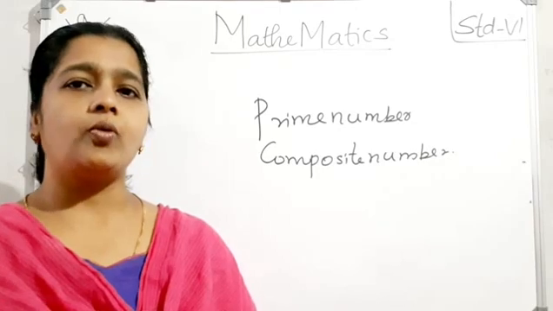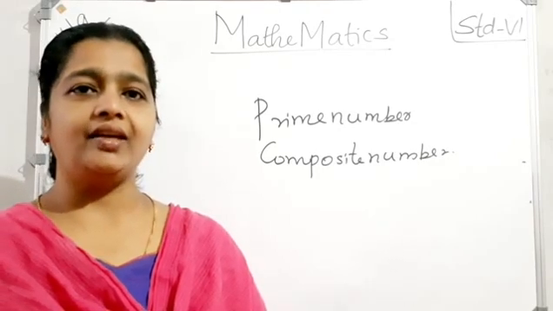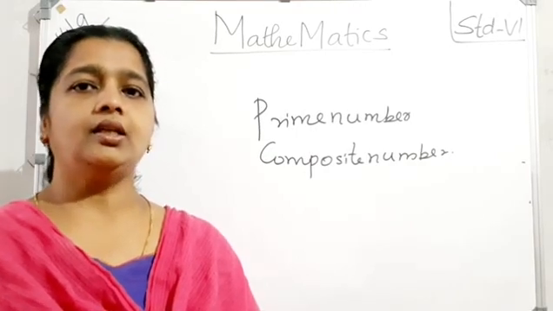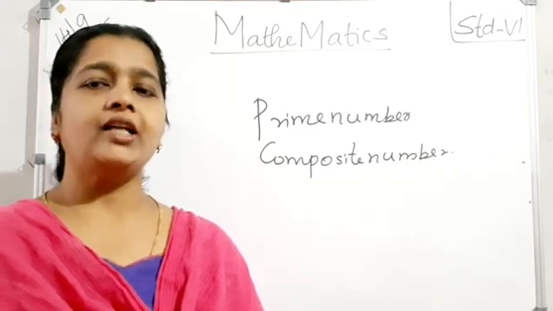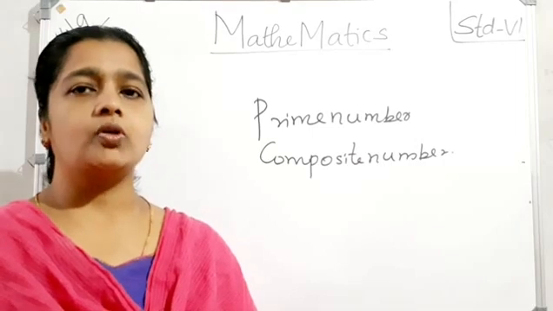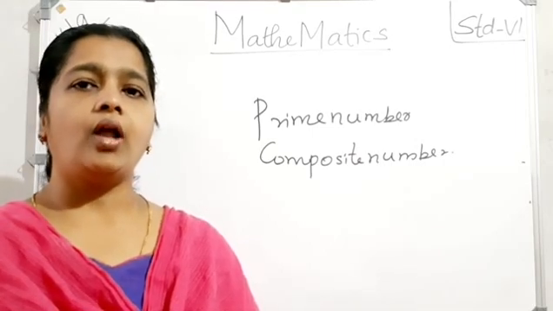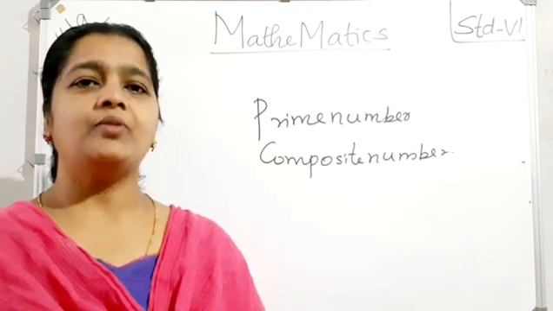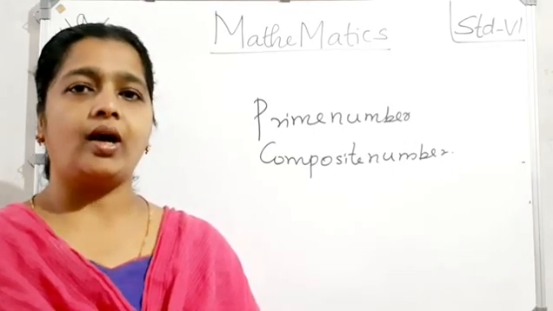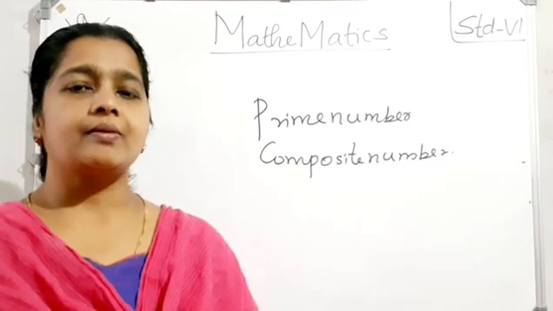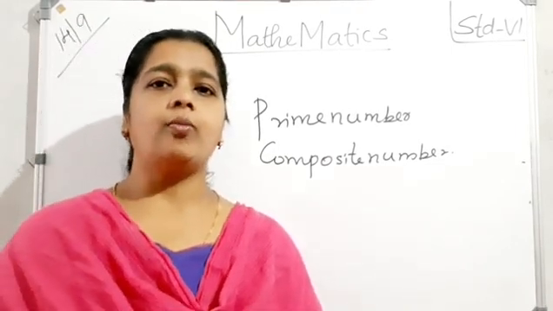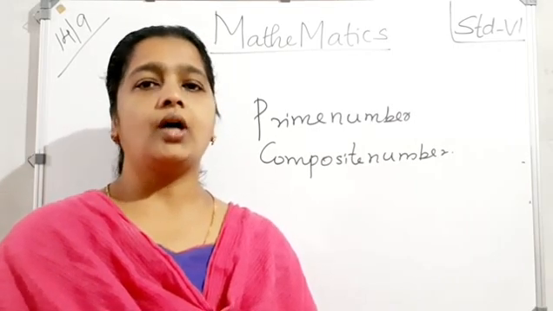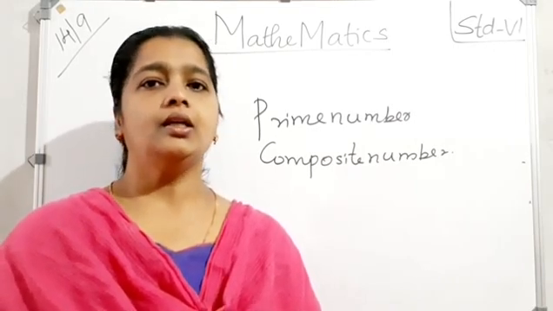Then what is a composite number? A number having more than 2 factors is called a composite number. All of you must study this definition. Then 1 is neither a prime nor a composite number. And you want to study the prime and composite numbers from 1 to 100.